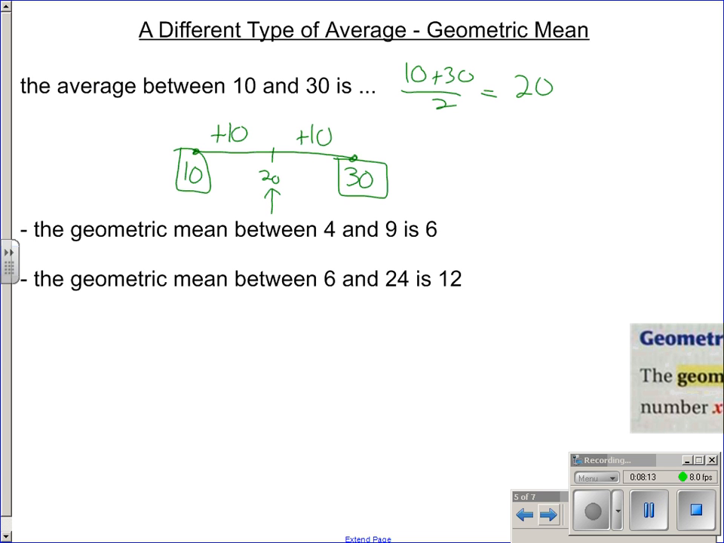To go from the starting point to the average, you added 10. To go from the average to the end point, you added 10. It's right in the middle. It's like a midpoint. That's the idea of average.